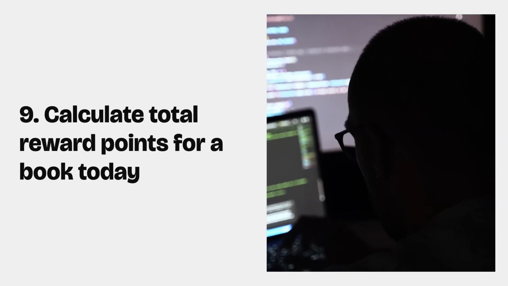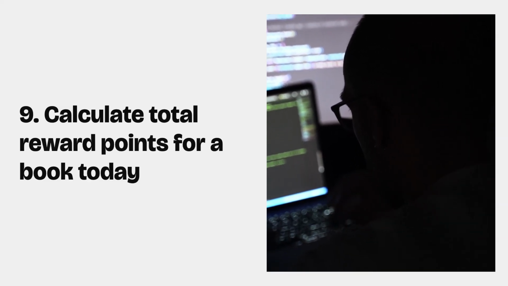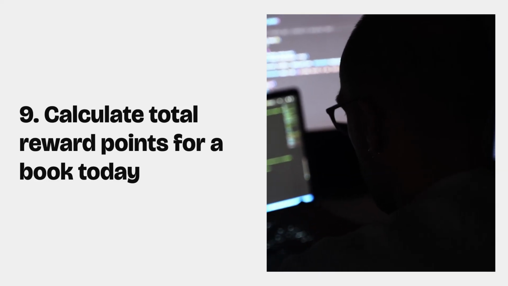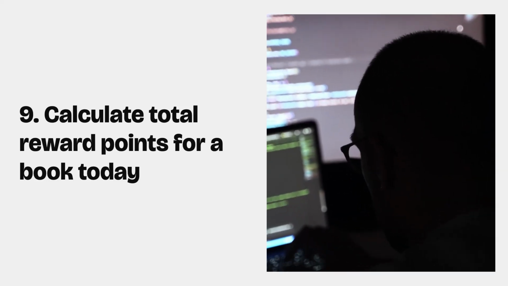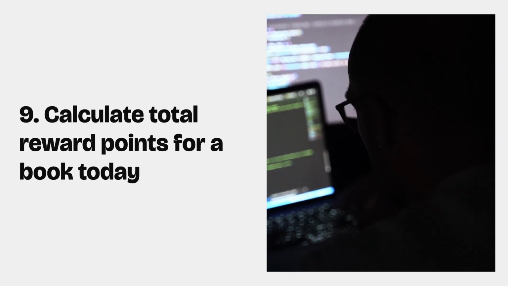9. Given an API response JSON, write logic to calculate total reward points for a specific book name for today. Iterate through the response, check book name and date, and sum the balance. Example code is provided.